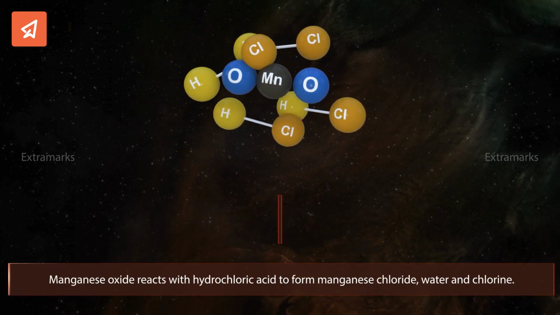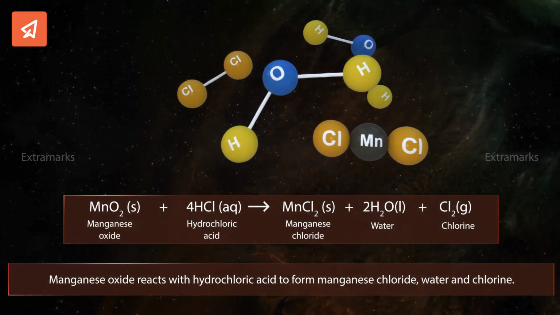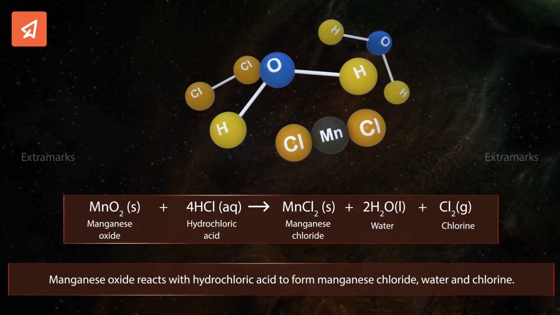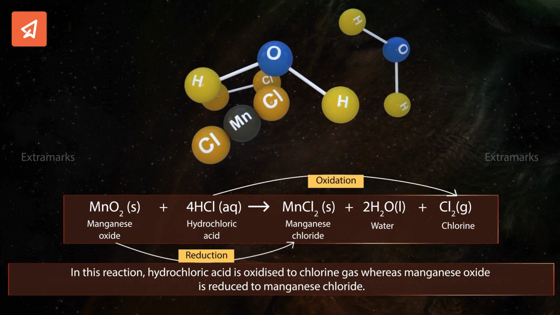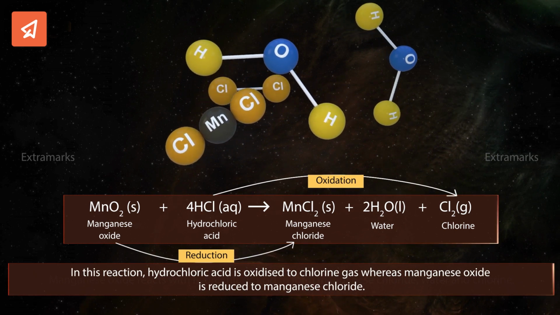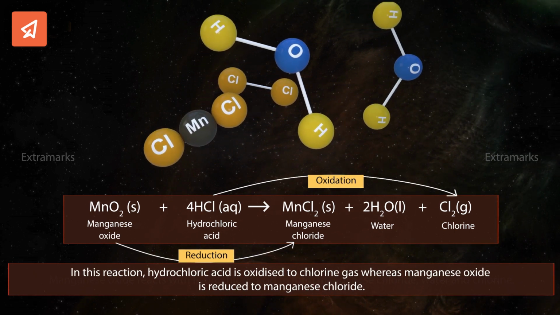Similarly, manganese oxide reacts with hydrochloric acid to form manganese chloride, water and chlorine. In this reaction, hydrochloric acid is oxidized to chlorine gas, whereas manganese oxide is reduced to manganese chloride.